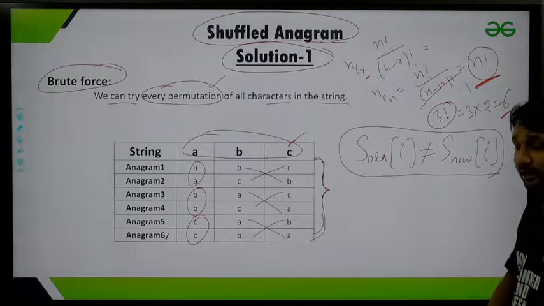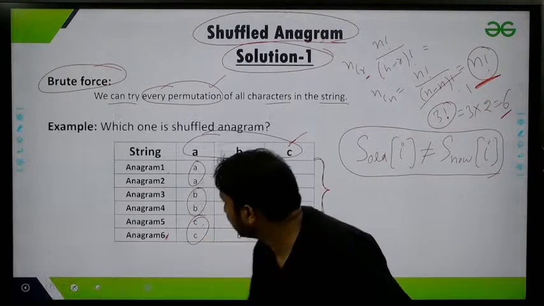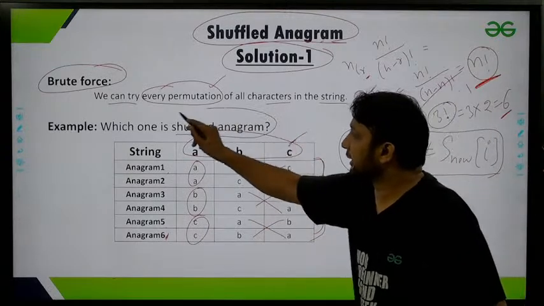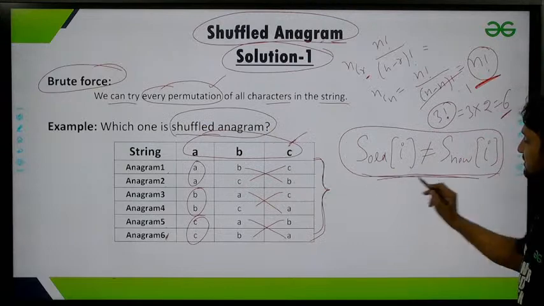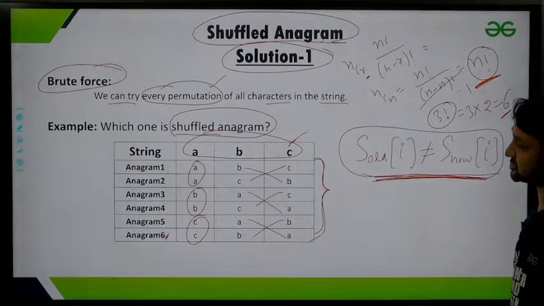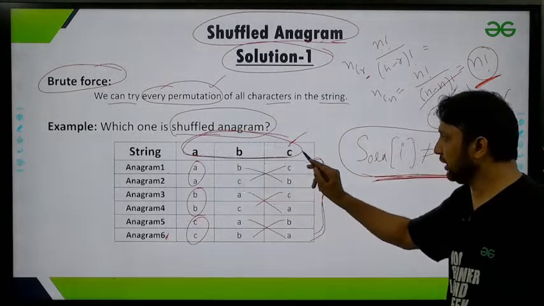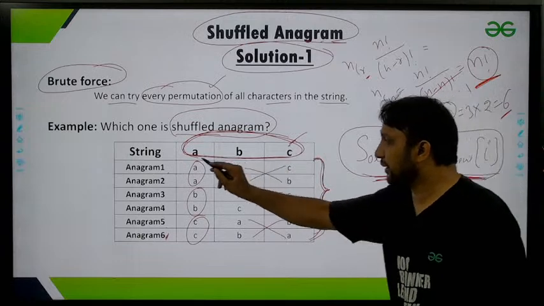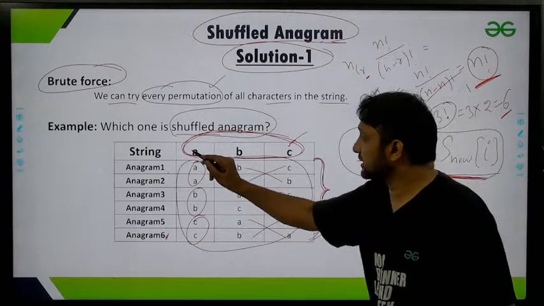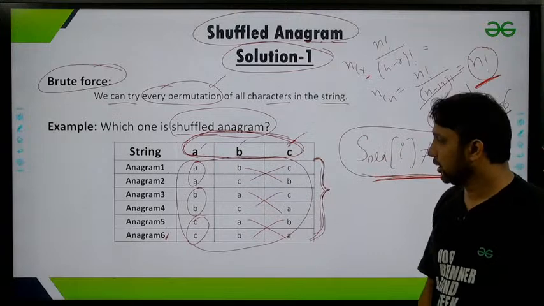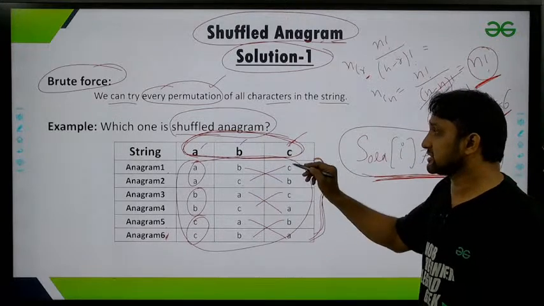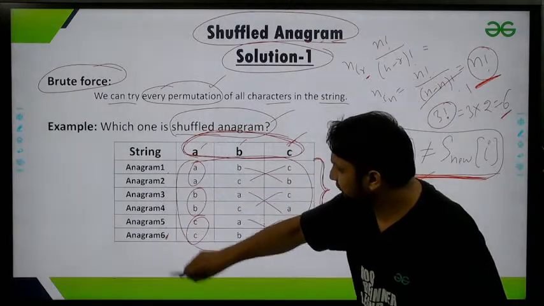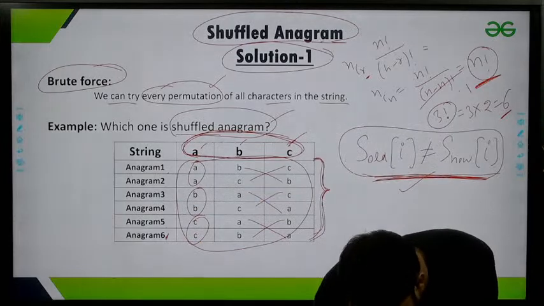Can you people tell me, out of these 6 combinations, which one is the shuffled anagram? Shuffled anagrams follow this condition. This is our input string, and these are the different permutations we can make with these 3 characters. So which one is the right shuffled anagram satisfying this condition? 1, 2, 3, 4, 5, 6, out of 6. Please write in the chat.